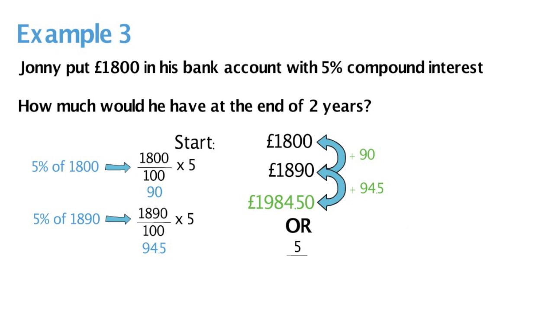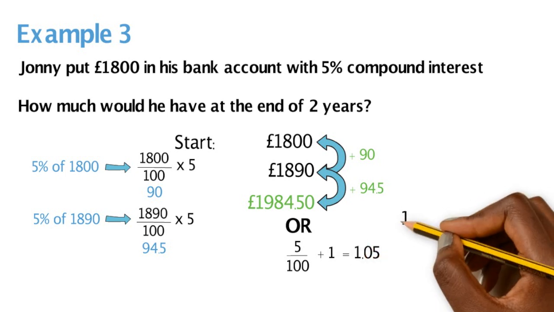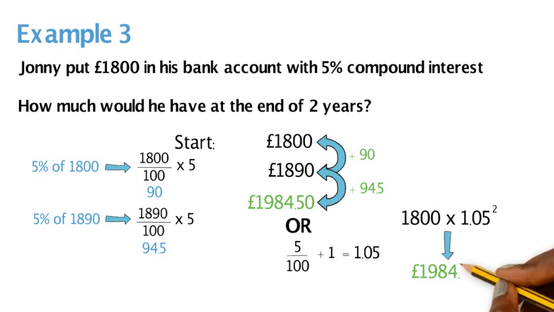Or a quicker way of working it out is you can do your percentage interest rate. This is only for compound interest, by the way. Your percentage interest rate divided by 100 and plus 1. That leaves you with an answer of 1.05. And because you want to work out how much he has at the end of 2 years, you would end up doing 1.05 squared, also known as 1.05 times 1.05, times by the original amount, and you would be left with the same answer.